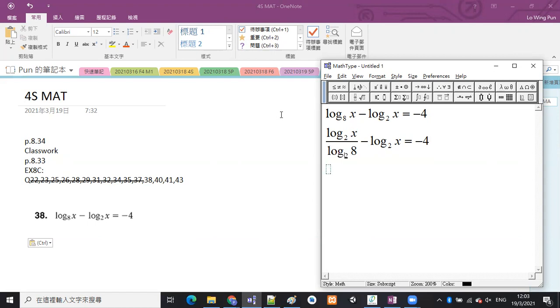So this, now 我唔翻多個 step 寫啦。This 8 can be written as 2 cube, and that the cube can be moved to the front of the log. Okay, like this, and the log 2 base 2 will become 1. Okay, so the whole thing will become 3 in the denominator. So log x base 2 divided by 3 minus log x base 2 is equal to -4.